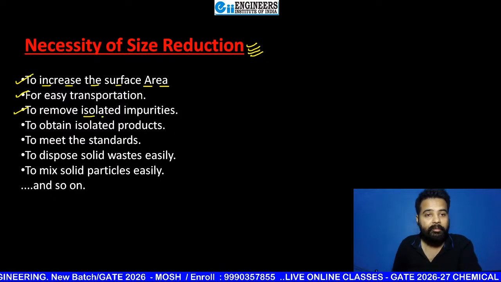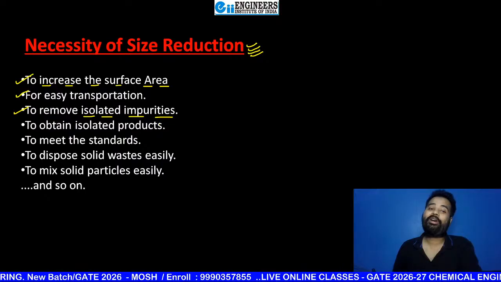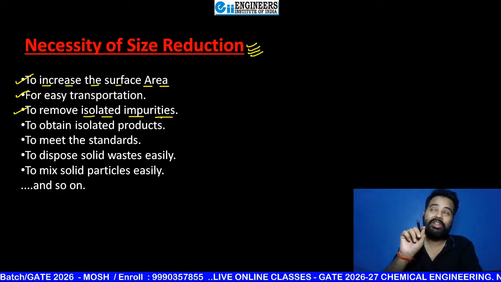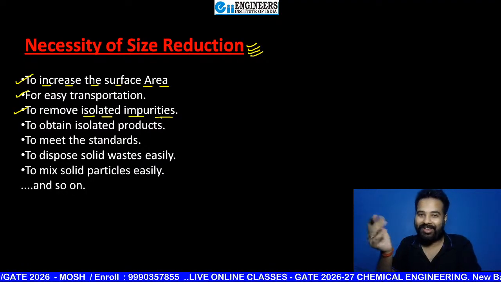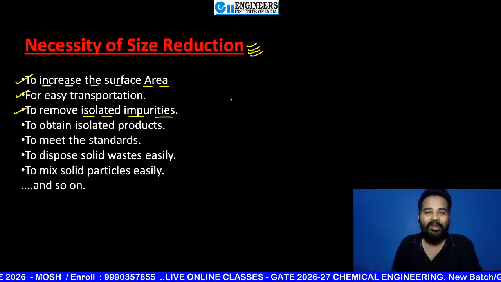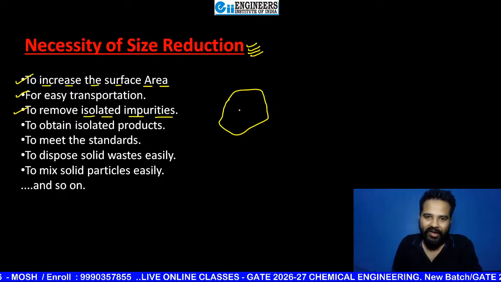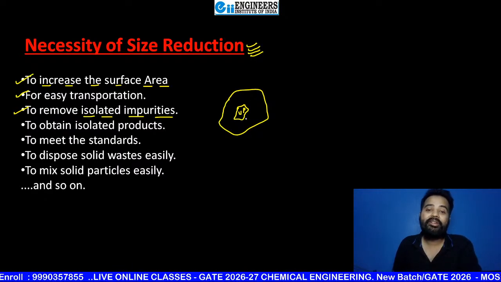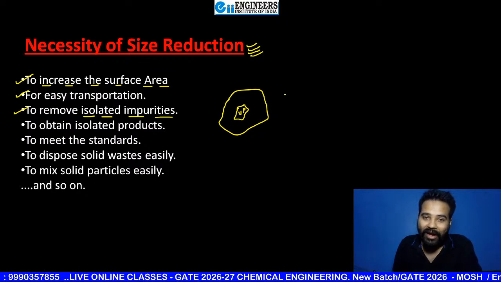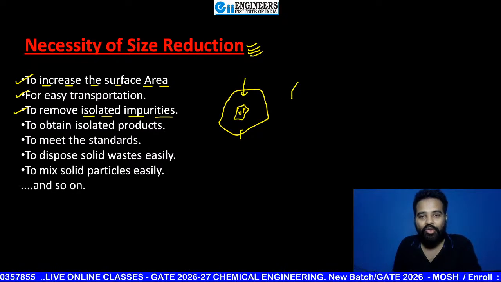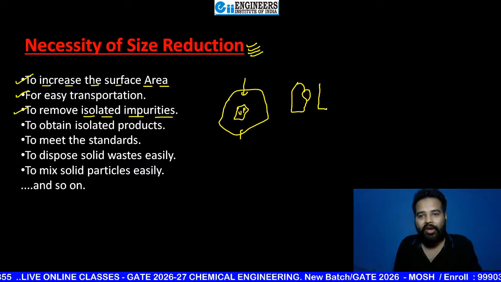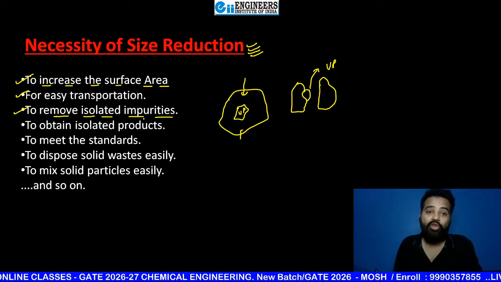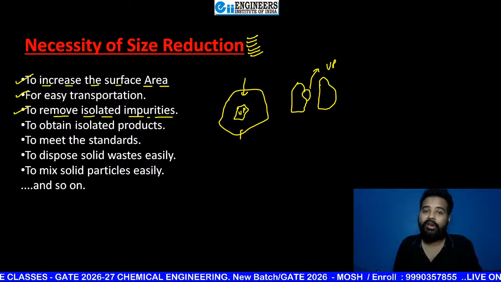To remove isolated particles. What are isolated particles? Isolated particles like fossil particles from stones, or the best example, diamond from coal. Just see this as a solid particle, and inside this some valuable product is present. How can you get this valuable product? Definitely you need to reduce the size. Now you have to crack it from here, so that it will look like this. Now you can take this valuable product outside. So to remove isolated impurities, again you need size reduction.